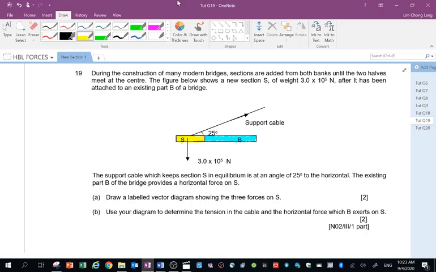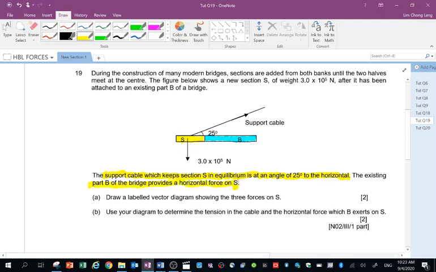Question 19. This question is about the construction of a modern bridge by just adding section by section to the existing bridge. So let's look at what the question is focusing on. The support cable which keeps section S in equilibrium is at an angle of 25 degrees to the horizontal. The existing part B of the bridge provides a horizontal force on S.